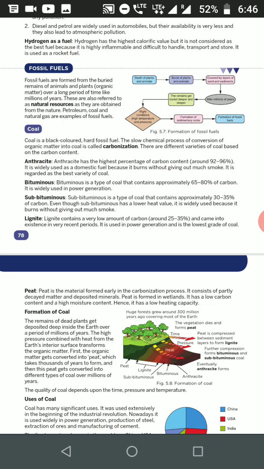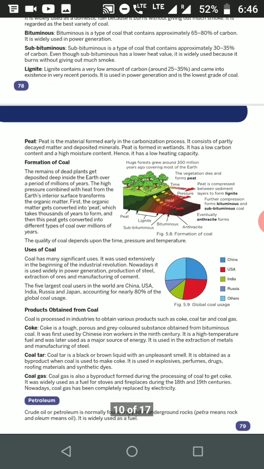Next, formation of coal. How are coals formed? The dead remains of plants and animals get deposited deep inside the earth for millions of years. Then, due to high pressure and heat, the high pressure combined with the heat forms the interior surface, which changes into organic matter.